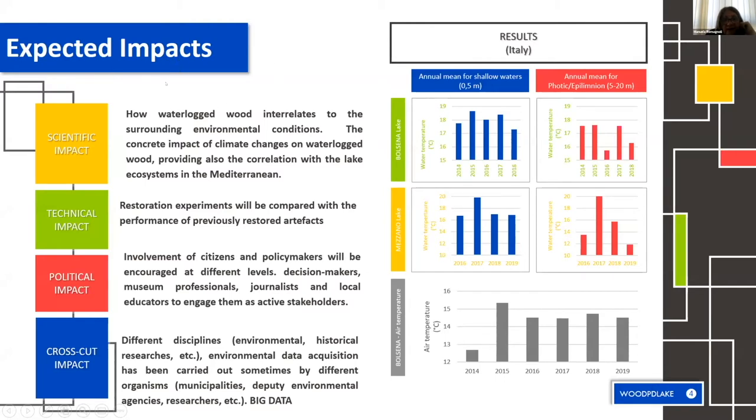The first impact is a scientific impact, of course. And the second is from the technical point of view, because we hope to add knowledge for restoration methods. Then a political impact involving the citizens and policy makers, and then we expect a cross-cutting impact.